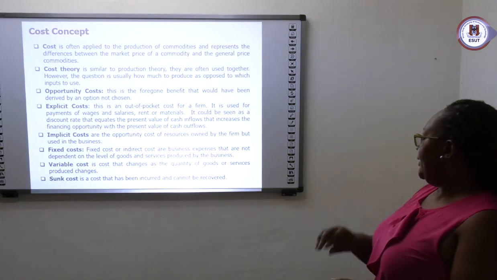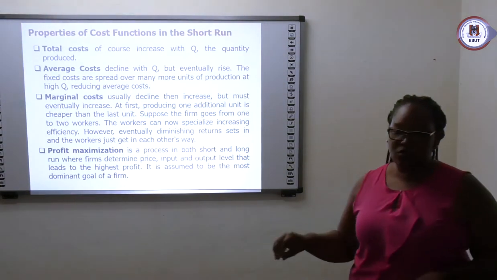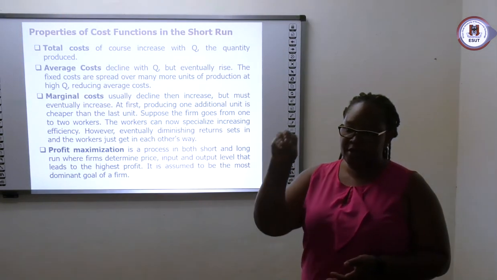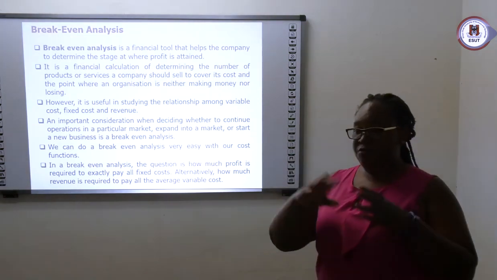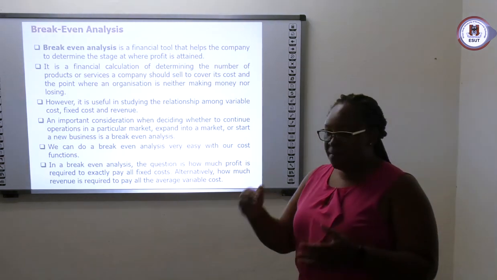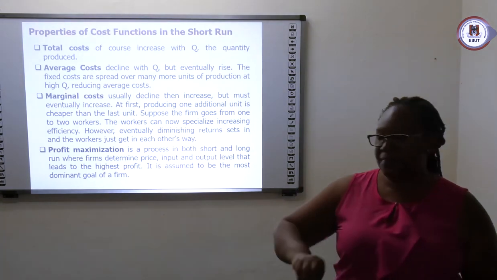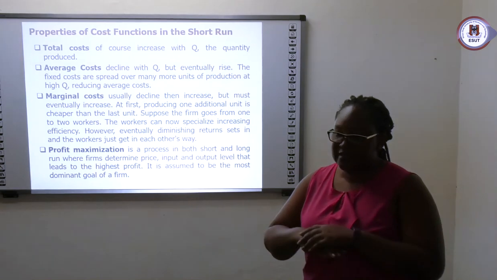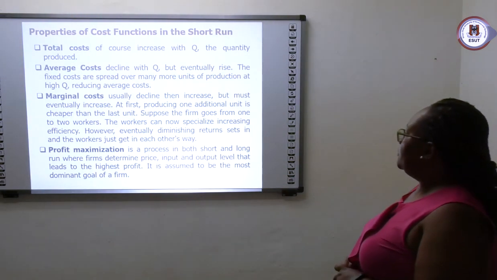The sunk cost is a cost that has been incurred and cannot be recovered. In this particular sunk cost, it means that this is the cost that you have already put in place. Maybe you've decided to go into a particular business, and this is the amount I want to bring out for this particular business, and you now deposit that money for that business. Whether the business flourishes or does not flourish, you cannot get the money back. So that's a sunk cost.